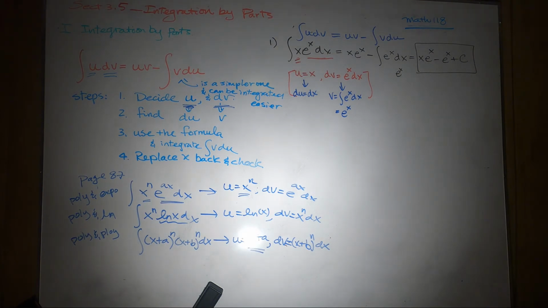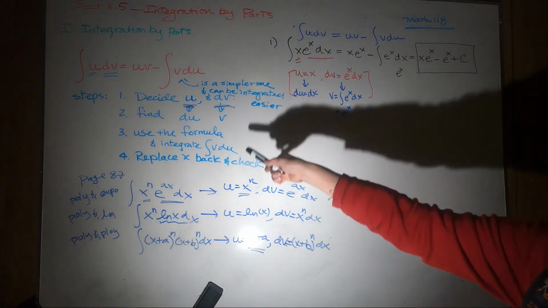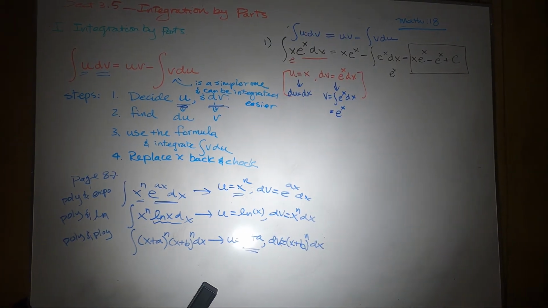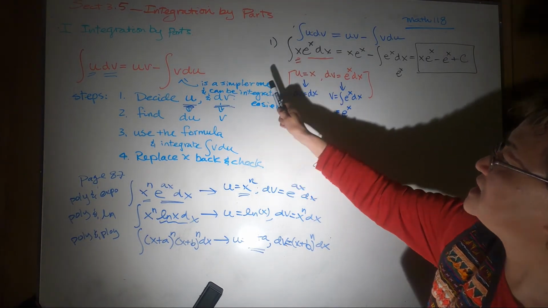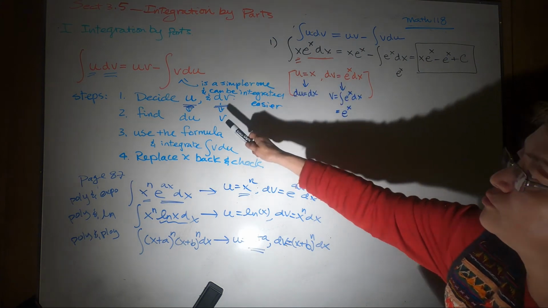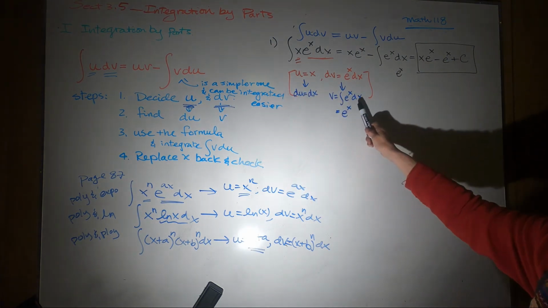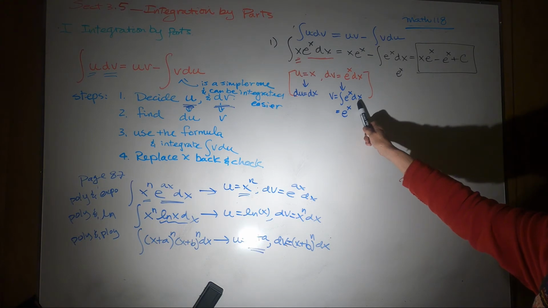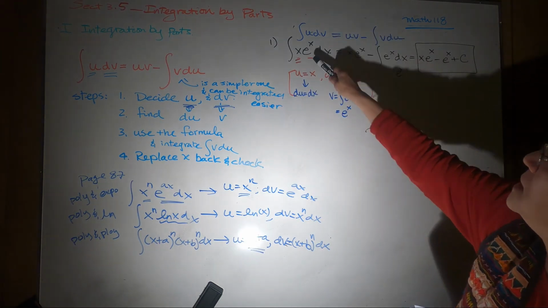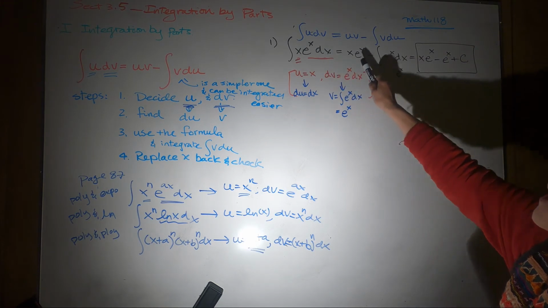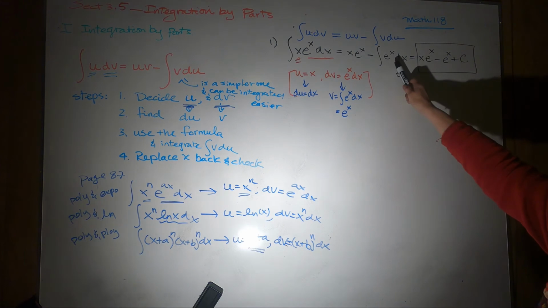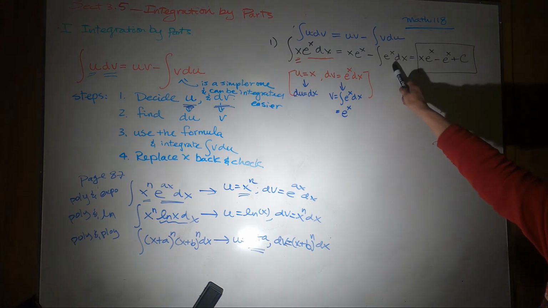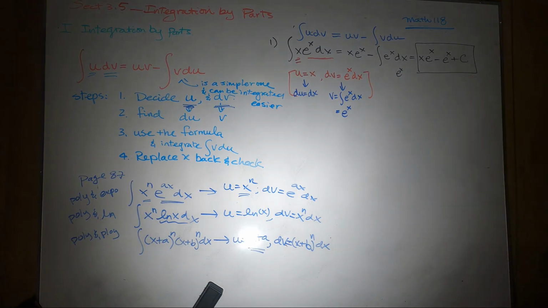That's how it works out with all those things, right? So first you decide u and dv. Then you will find du and v. Then you use the formula to change the u dv to become uv minus the integral of v du. Then you can integrate this. Okay? Then do that.